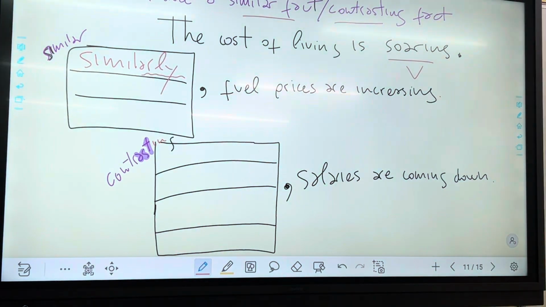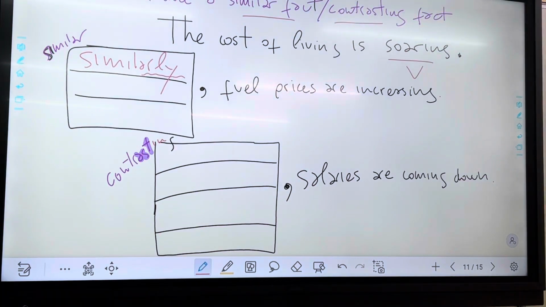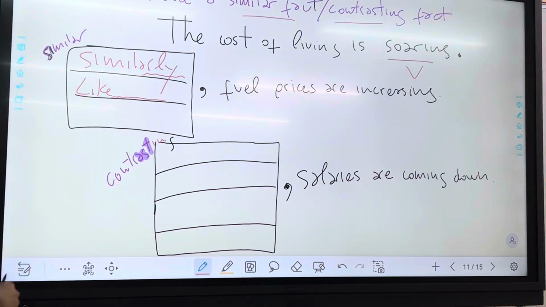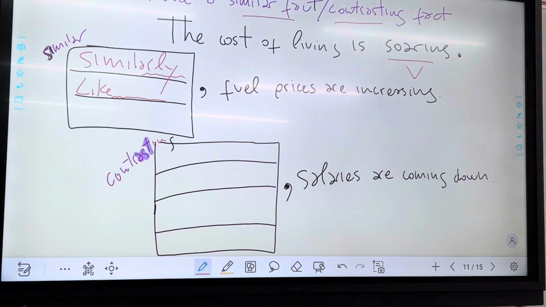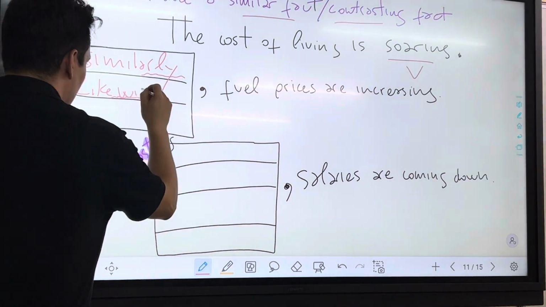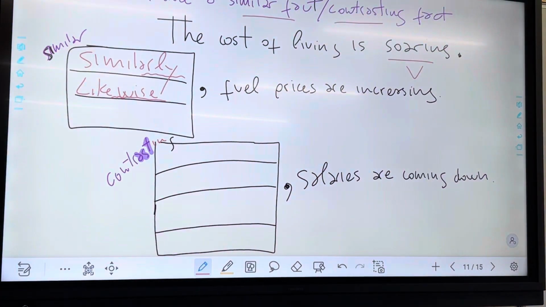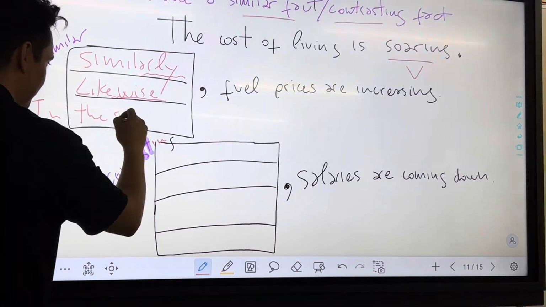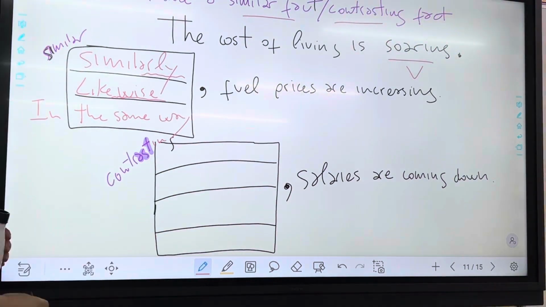We need adverbs, okay? Similarly, fuel prices are increasing. Okay, another possibility would be, I'll give you the beginning. Make it into an adverb. Likewise. Likewise, I like it very much. Likewise, how would you translate likewise here? De la misma manera. How do you say del mismo modo in English? Very good. In the same way, fuel prices are increasing.